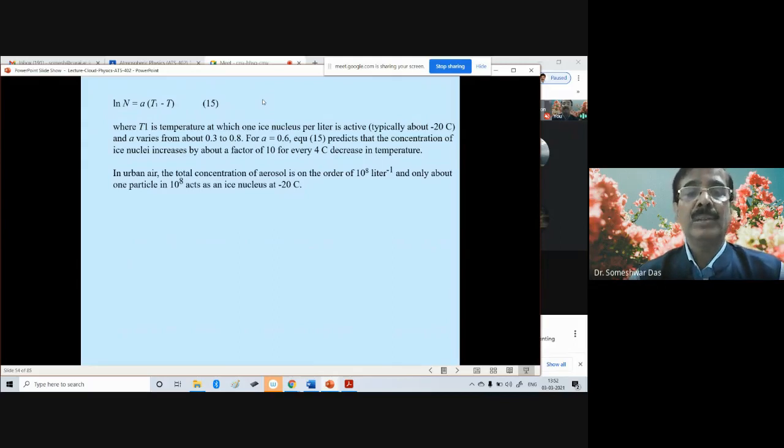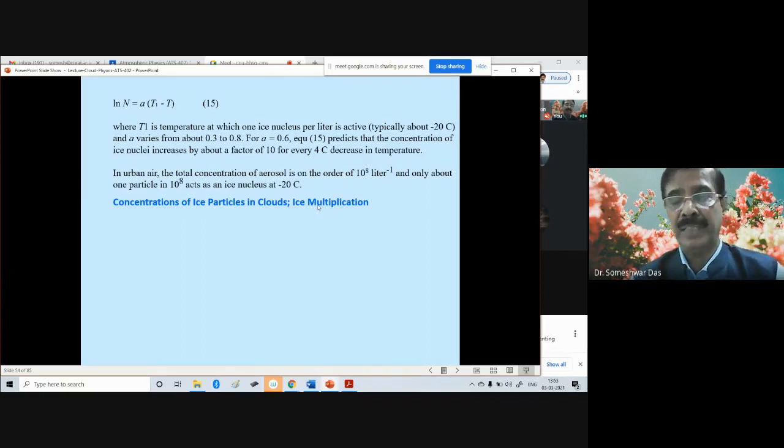In urban air, the total concentration of aerosol is on the order of 10 to the power 8 per liter. Urban air is generally polluted, so the concentration of aerosol is typically 10 to the power 8 per liter, and only about one particle in 10 to the power 8 acts as an ice nucleus at minus 20 degrees centigrade. Just see, out of 10 to the power 8 nuclei per liter of air, only one particle can act as an ice nucleus at minus 20 degrees centigrade. So this is about the different types of ice nuclei, and how they act for the freezing of supercooled water droplets, and also for the depositional growth of ice particles within the cold clouds.